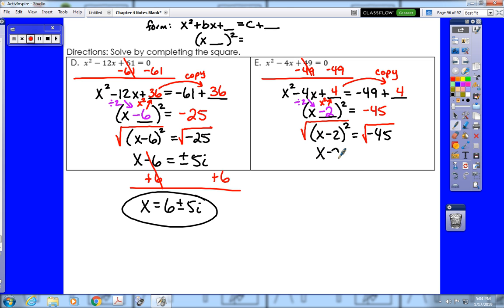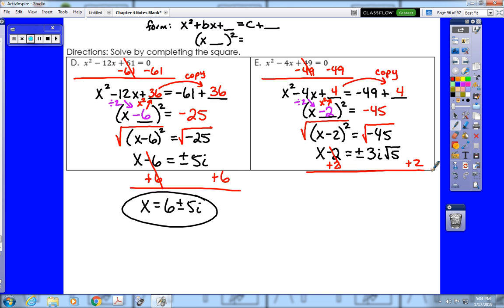That would be x minus 2 equals plus or minus 3i root 5, because the square root of 45 is plus or minus 3 root 5. So the square root of negative 45 would be plus or minus 3i root 5. Final step, we have to add 2 to each side of that equation.